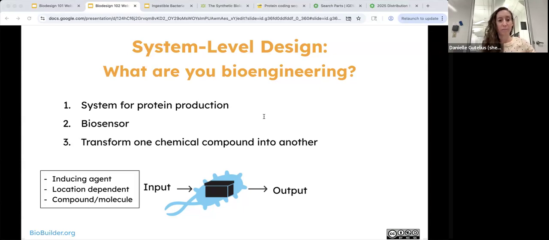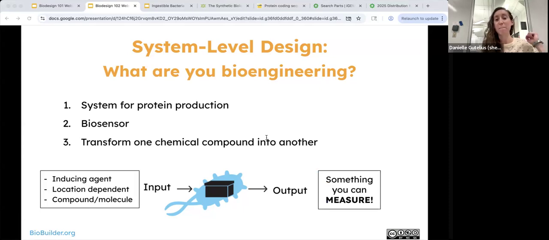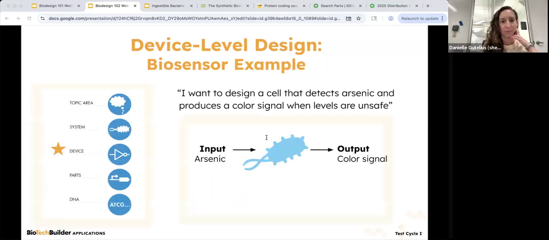Or the input could just be a compound or a molecule out in the environment that you want it to respond to. Then you need to define your output, which is the thing that you will be measuring as the indicator that your system is working. And it's important to stress here that your output is something that you can measure. Color is a very popular one. You do not have to use color or fluorescence, but those are very popular choices. Okay, so that's system level design.